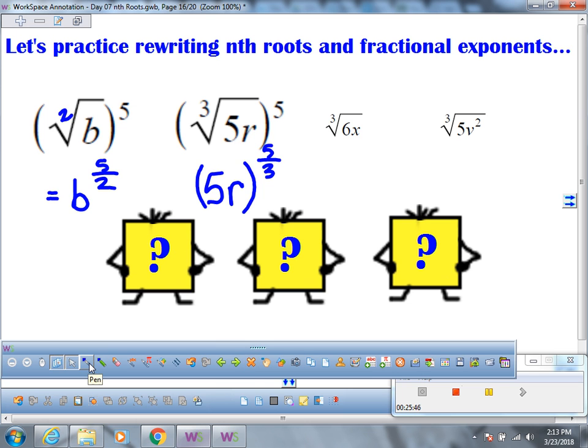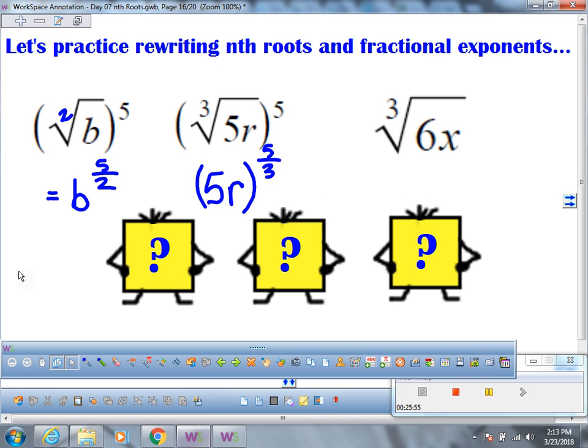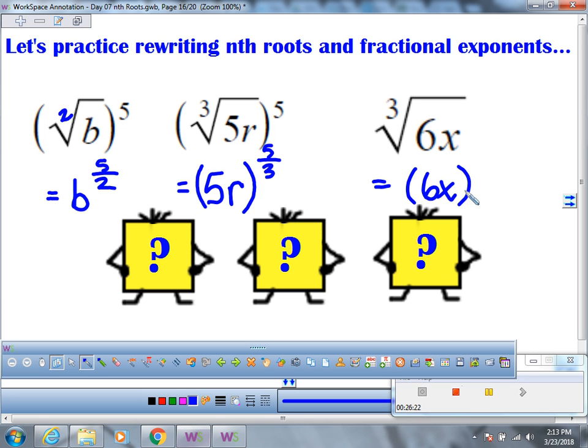I like this one. Yes. I'm turning it from a square root into a fractional exponent. They both mean the same thing. It goes away. Is this right? Okay. I'll mark it dead. Yeah, you guys got this. Okay. All right. So this one is 6x to the 1/3.